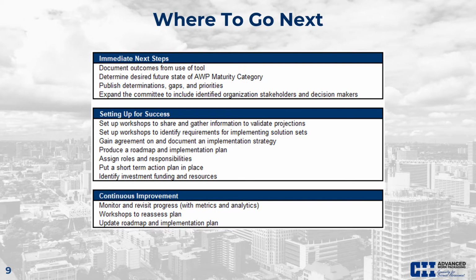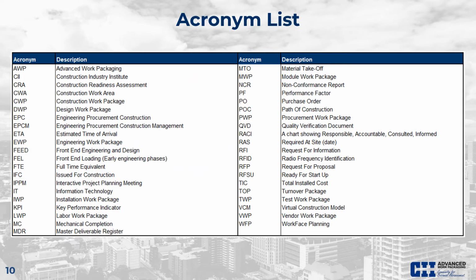The Where to Go Next tab lists some recommended steps for further development of your AWP implementation. And lastly, the acronym list. For an industry drowning in acronyms, this will provide some much needed explanation for those unfamiliar with AWP terminology.